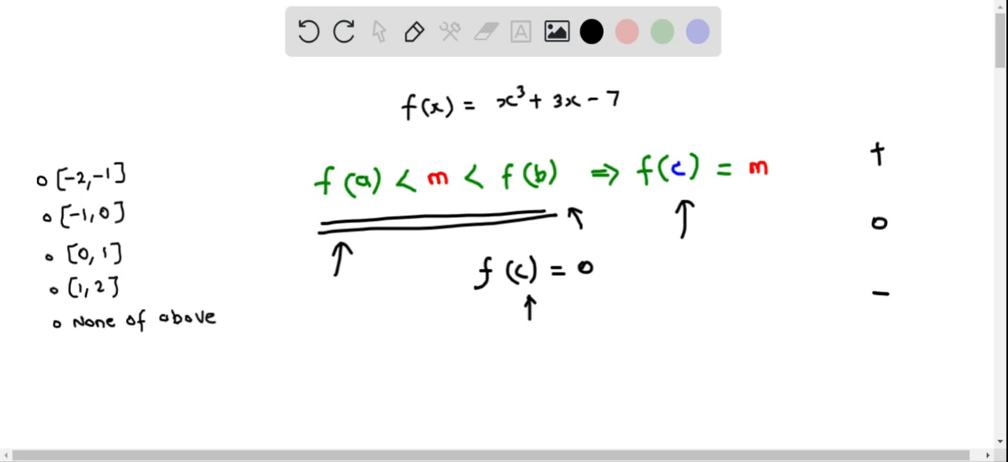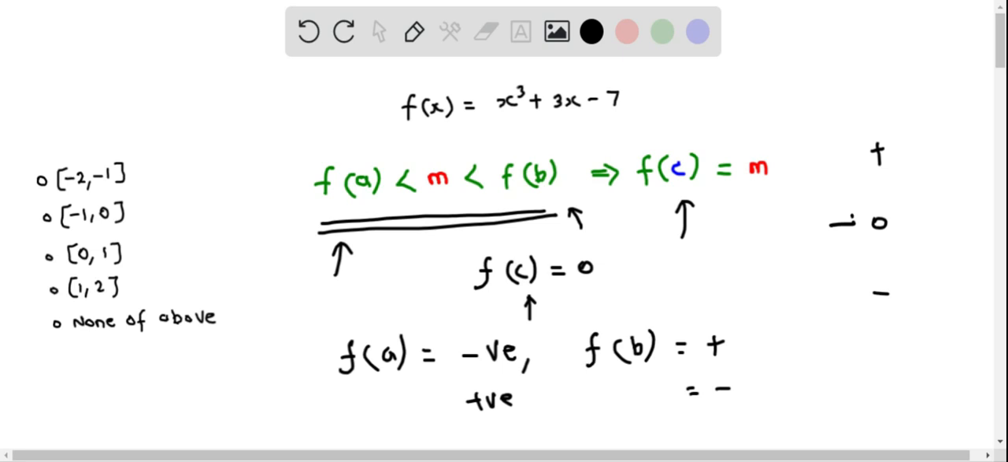So basically, we have to evaluate the function at the endpoints and determine the sign of those values. One of them has to be positive and one of them has to be negative. That is, if f of a is negative, then f of b is positive, or vice versa. Only in these cases can we clearly say that the function attains 0, which lies between positive and negative values.